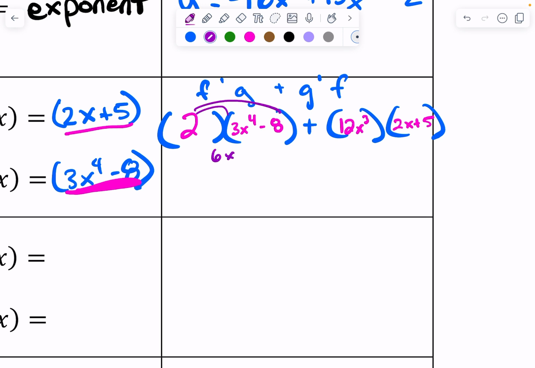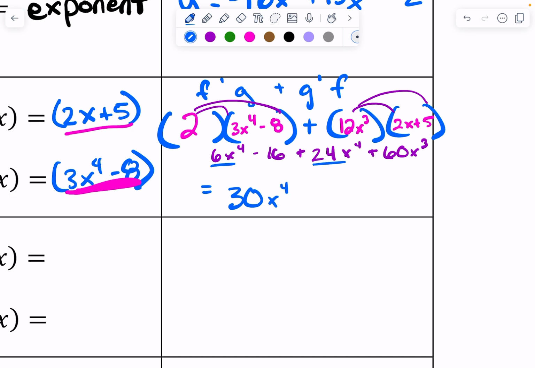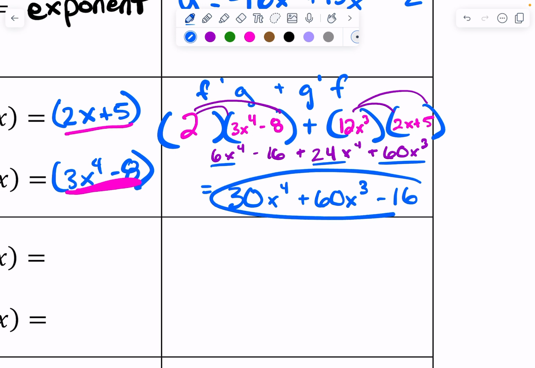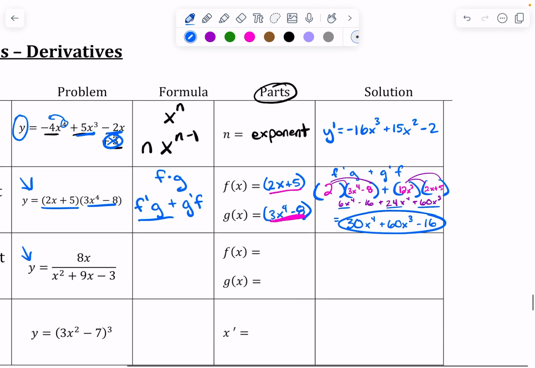So that's 6x to the 4th minus 16 plus, if I'm going too fast, make sure you pause me so that you can catch up. If I distribute this guy through, that makes 24x to the 4th plus 60x cubed. And then all I have to do is simplify. 6 and 24 is 30x to the 4th plus 60x cubed minus 16. There you go. Make sure you're filling this cheat sheet out because you get to use it on your test. Oh, let's call him y prime. Let's give him a name, right? Because he was called y before. So y prime is his derivative. All right.